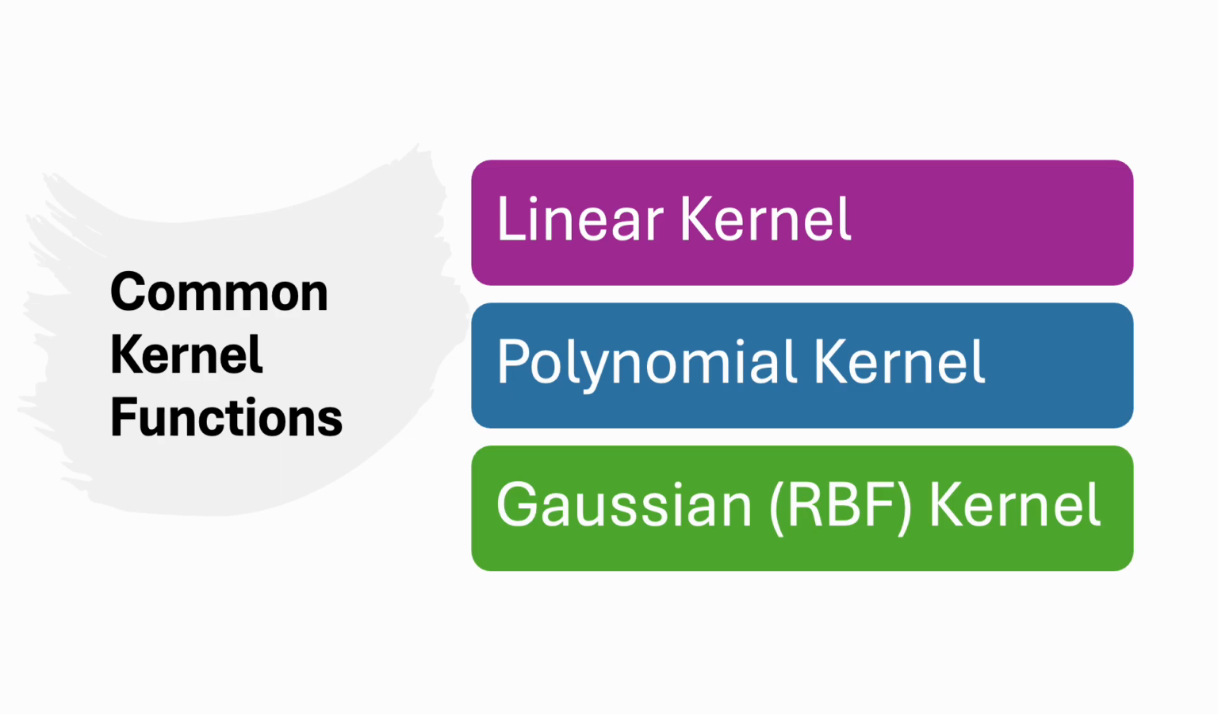While it is fast and easy to compute, it is limited to problems where the relationship between the points is linear. In robotics, this kernel is often used for basic classification tasks like sorting objects with clearly defined features.